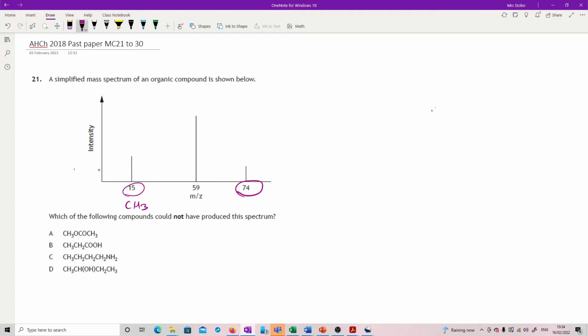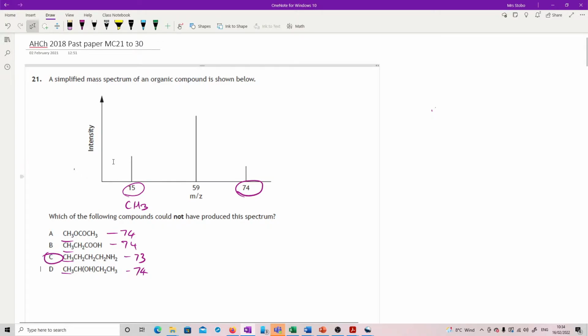So have a look at the compounds. Well, all of them have got CH3s, so it's got to be down to mass. It's just a whole pile of calculator bashing basically. This is 74, this is 74, this is 73, and that is 74. So this one wouldn't work. Don't know if it's super hard.